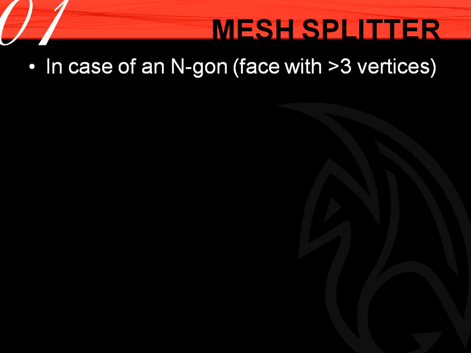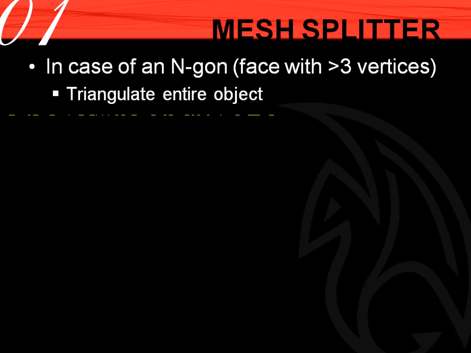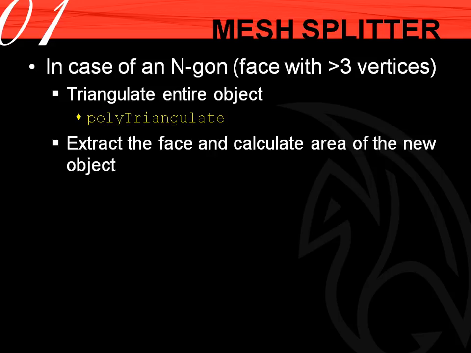Okay, so one last point before we move on to the next segment. If you happen to have some n-gons in your object, and n-gons are essentially defined as faces with more than 3 vertices, so quads or anything higher than that, there are a bunch of different approaches. One is that you can triangulate the entire object using a polytriangulate command, and then calculate the area of the object. Of course, this means that geometry will change. Another approach is to extract the face and calculate the area of the new object.